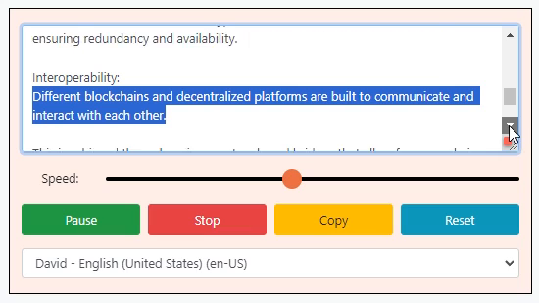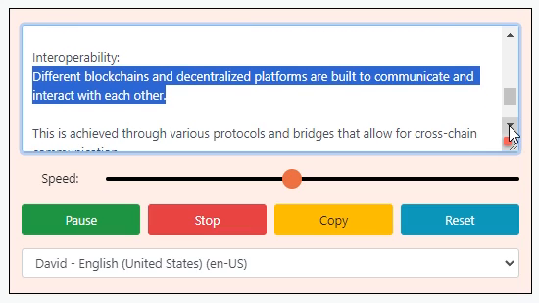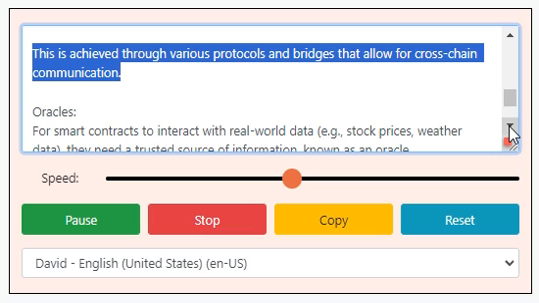Interoperability. Different blockchains and decentralized platforms are built to communicate and interact with each other. This is achieved through various protocols and bridges that allow for cross-chain communication.